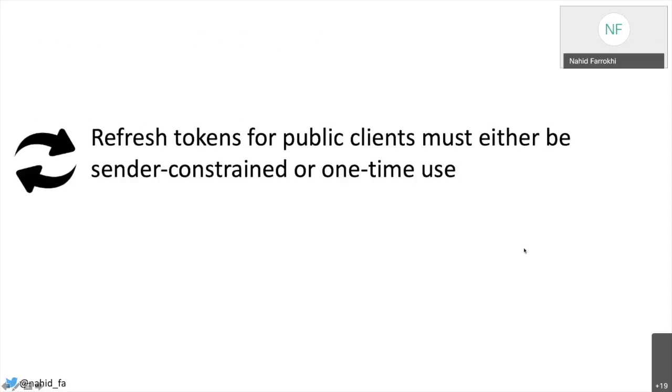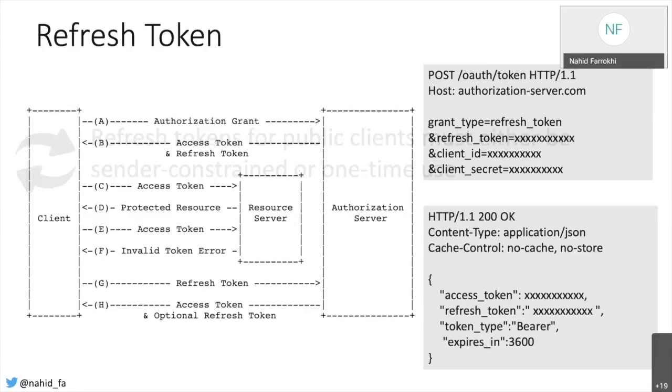The last point is about refresh tokens. Refresh tokens allow a client to retrieve a new access token without re-authentication, right? So OAuth 2.1 says that refresh tokens for public clients must either be sender-constrained or one-time use. What does this mean? So let's first see what a refresh token is. How does it work, right? So here is an abstract picture showing how refresh tokens work, right?